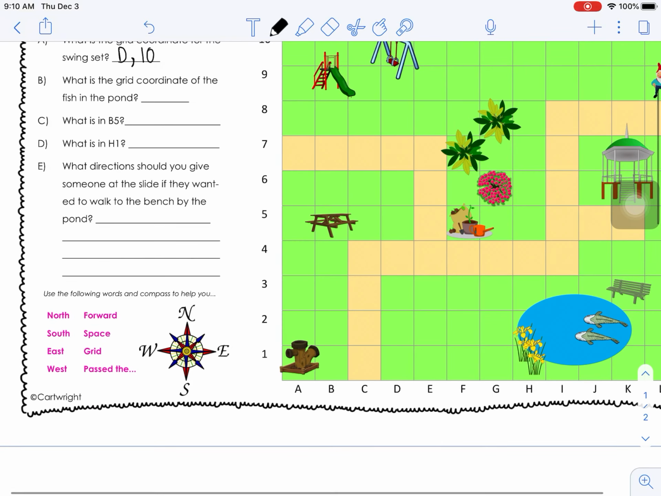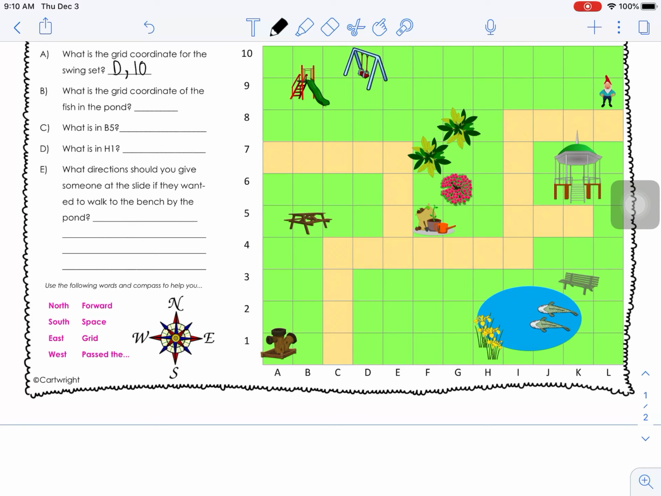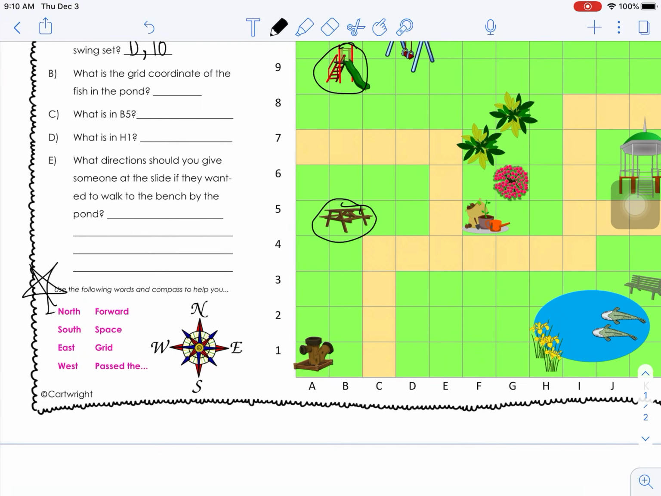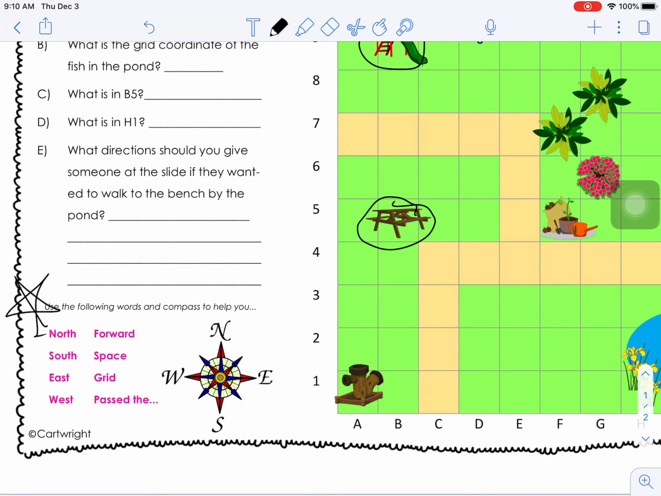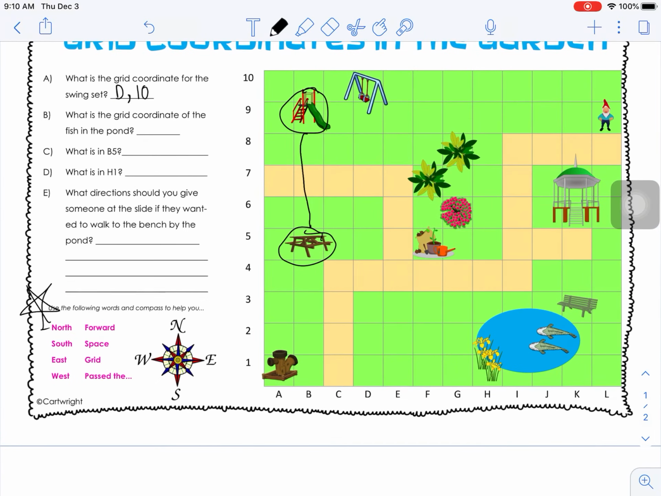And then lastly, E, you are going to give directions to somebody who wants to go from the slide, and the slide is up here, to the park bench. So how would you explain to somebody how to get to the bench here? You have some words down here that could be very helpful in which direction and which way that you should go. So be creative with that and give somebody directions of how they would get from the slide to our picnic table is what that is there.